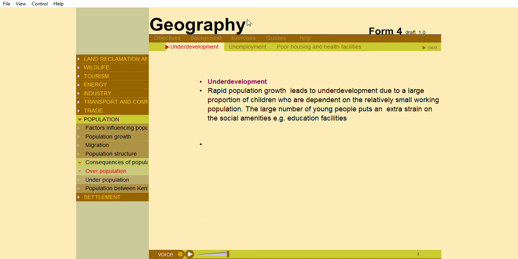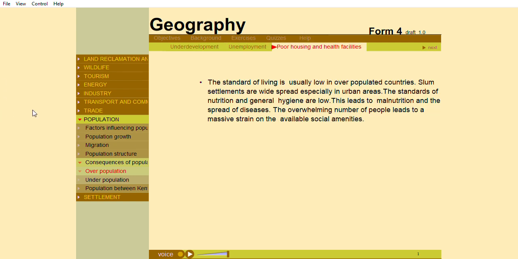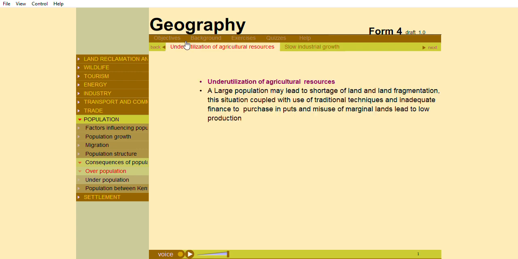Underdevelopment. Rapid population growth leads to underdevelopment due to a large proportion of children who are dependent on the relatively small working population. The large number of young people puts an extra strain on the social amenities, for example, educational facilities. It also leads to poor housing and health facilities. The standard of living is usually low in overpopulated countries. Slum settlements are widespread, especially in urban areas.